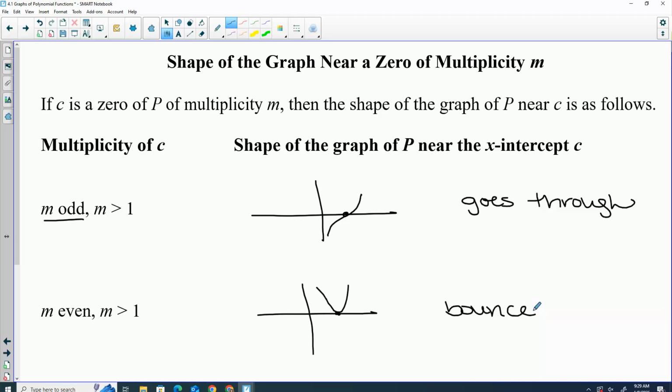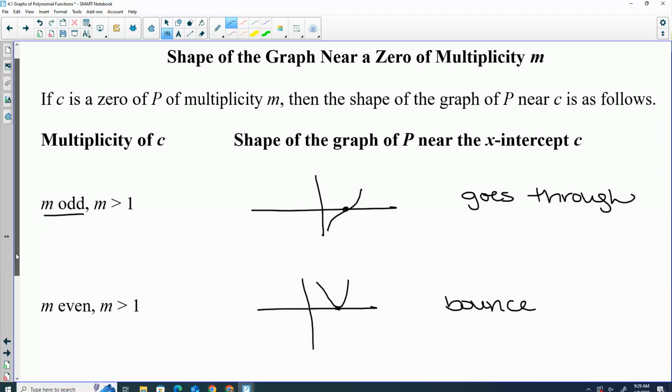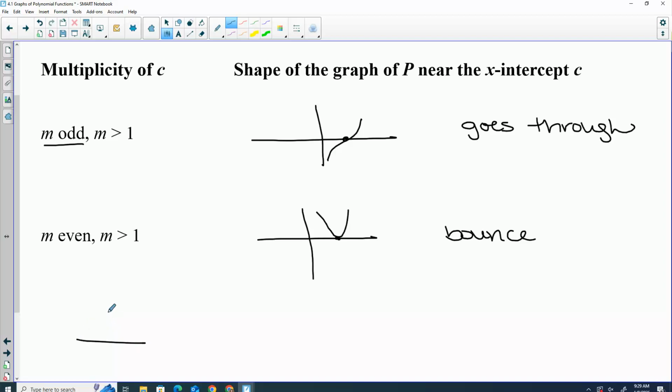So if we think about x squared, your basic x squared graph, y equals x squared. It hits at 0 and it bounces, right? Because that 0 has a multiplicity of 2. This is the piece that we'll be talking about tomorrow and looking at a little bit more.